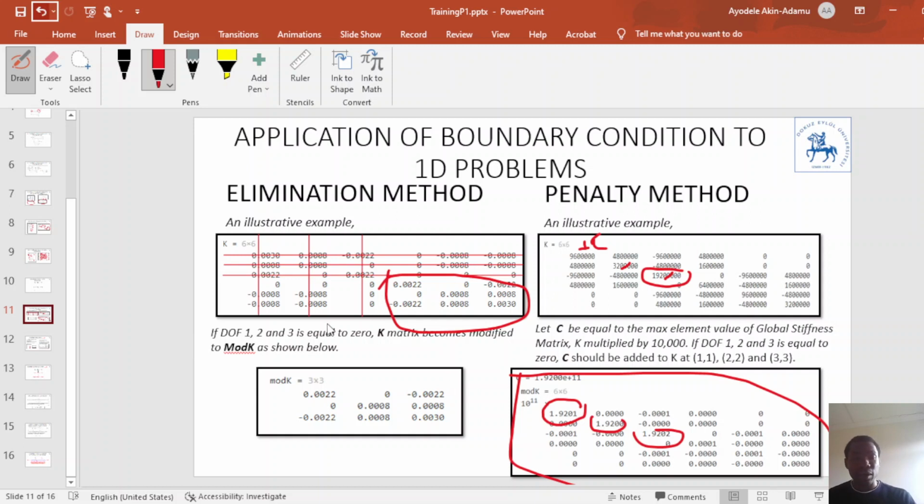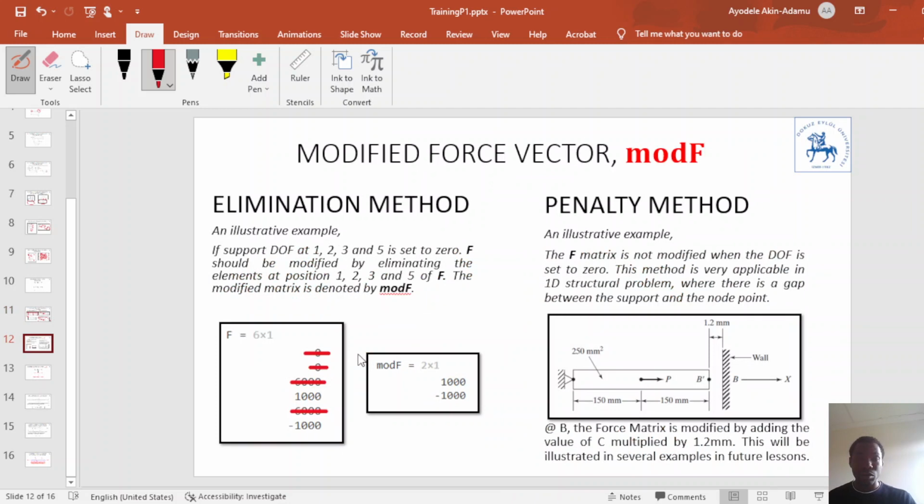After we have modified the global stiffness matrix and a new global stiffness matrix is formed, which I denote by mod K, we also need to modify our force vector matrix. In modifying our force vector matrix, the vector element at support degree of freedom is also eliminated in the elimination method.